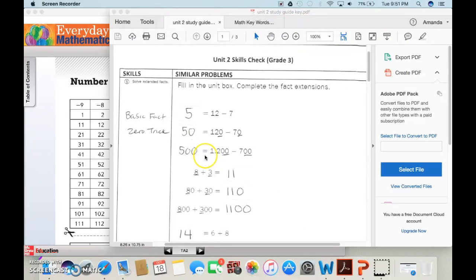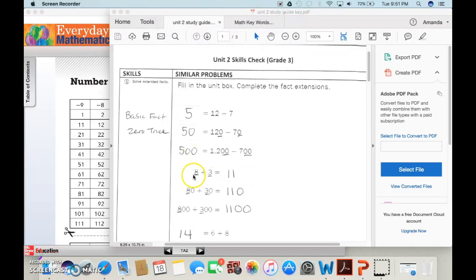Again, we can use our 0 trick for our next problem, which is 1,200 minus 700. Again, our basic fact is 12 minus 7. Both those numbers are still in the problem. Now you'll notice we'll have 2 zeros on each side of our problem, which means we need 2 zeros in our answer, and our answer is going to be 500.